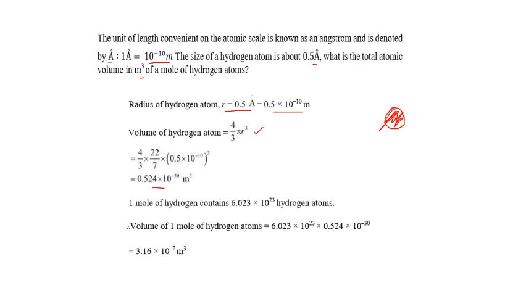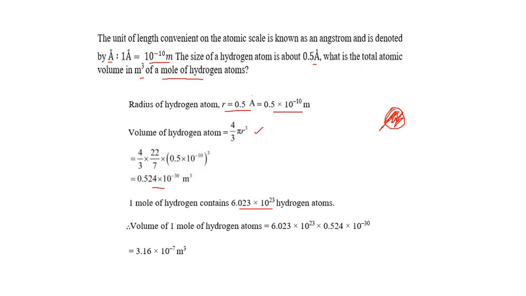What is the total atomic volume in meter cube of a mole of hydrogen atom? Okay, this relation you know very well. 1 mole of hydrogen contains 6.023 into 10 to the power 23 hydrogen atoms. Okay, in 1 mole, we have these many hydrogen atoms.